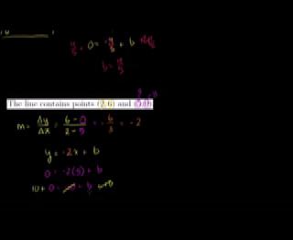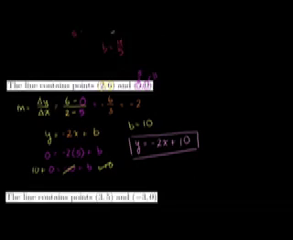These two cancel out, and you get b is equal to 10 plus 0, or 10. So you get b is equal to 10. And now we know the equation for the line. The equation is y is equal to negative 2x plus 10. And we are done.